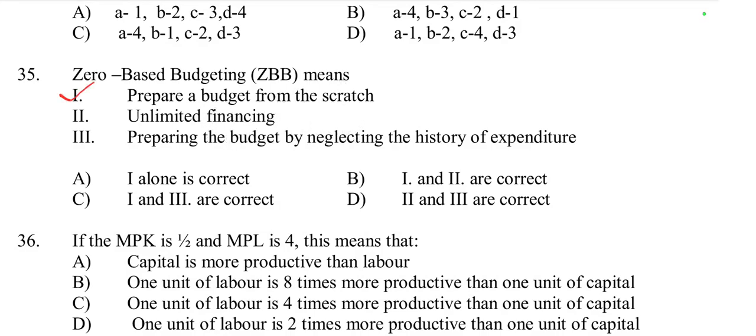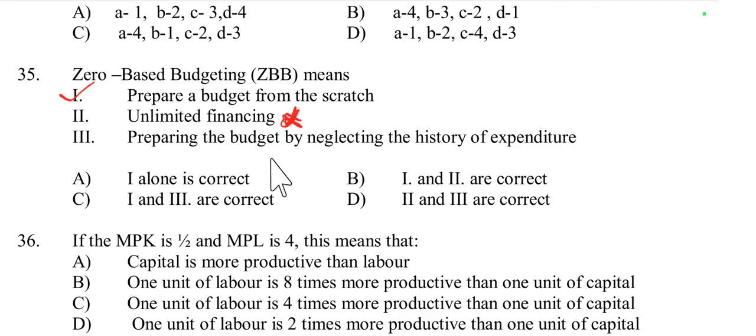This is right. Zero base, new budget. Unlimited financing, no. Any budget, we cannot provide unlimited financing because finance is limited. We cannot provide unlimited finance to any budget. So option 2 is incorrect.